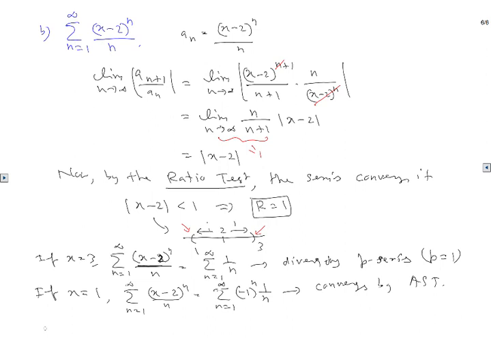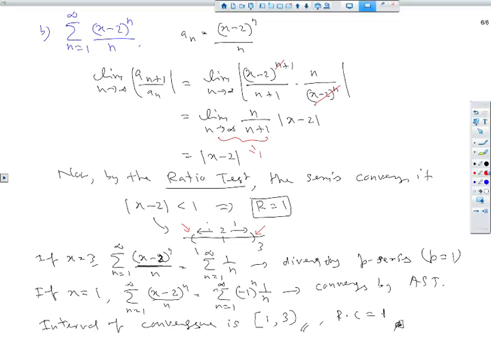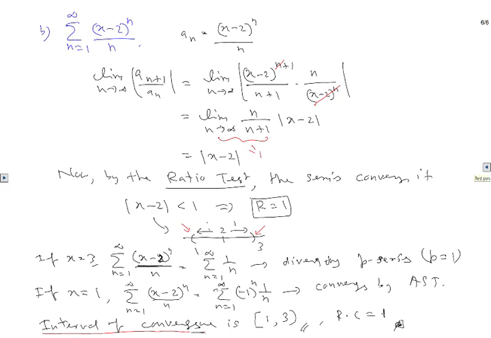So that means the interval of convergence is, you have to include 1, you have to exclude 3. So that's the interval of convergence, and the radius of convergence is 1. So yeah, that's the whole problem. You can see that it's not that difficult, but you need to know certain things and how it works. The alternating series test is important for these kinds of problems.